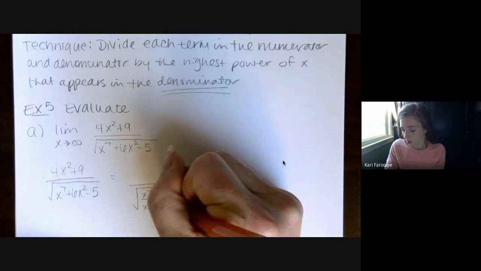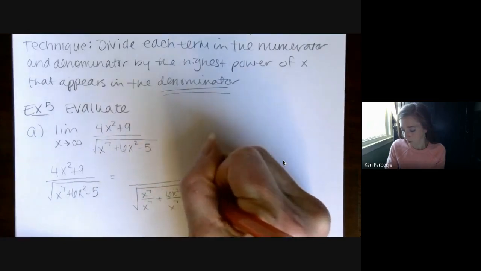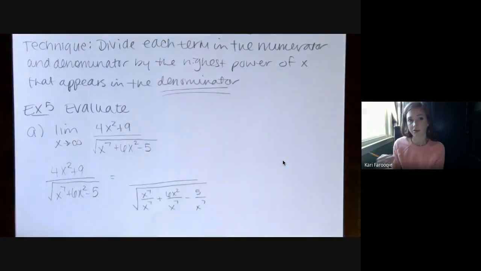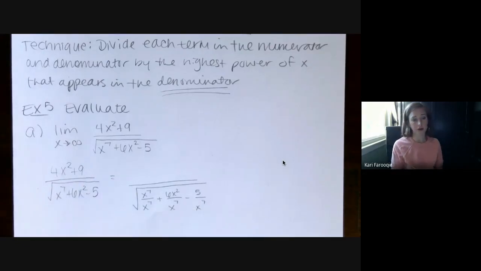Now, the whole point of doing this is that we want to end up with a situation where some of these zero out or give us limits that are 0. And you're going to see this at the end when we take the limit. But the highest power we see is x to the 7th. So we're going to divide each term under the radical by x to the 7th.